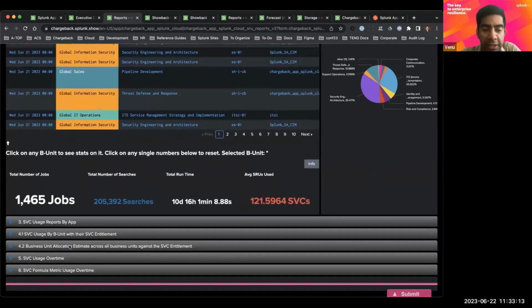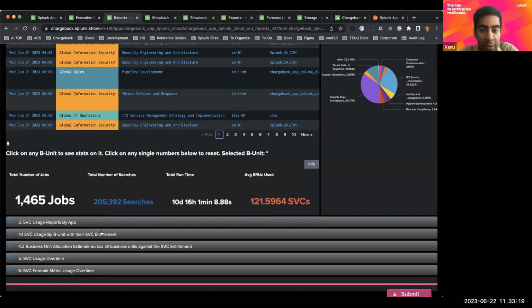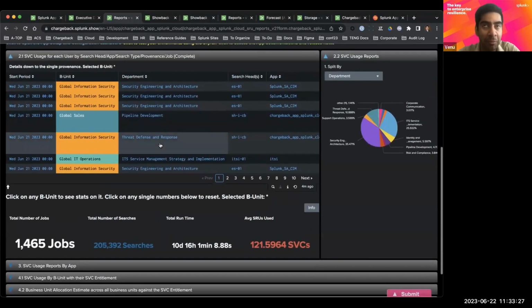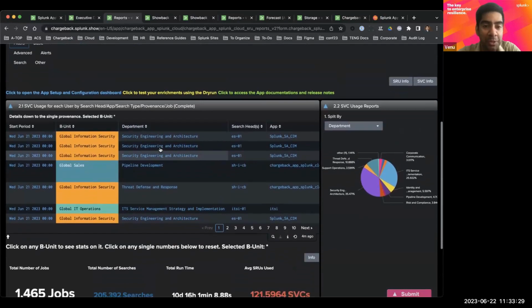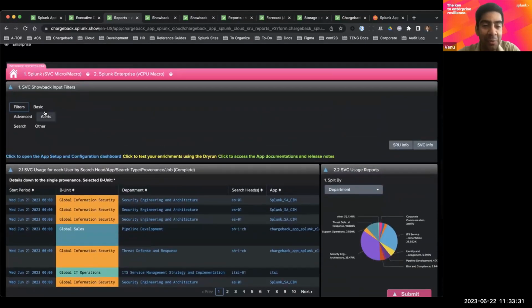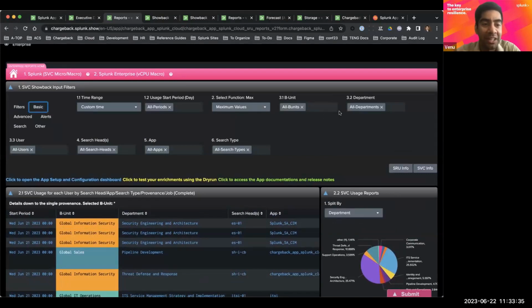Now, such a powerful dashboard. Do you think it would be helpful for the audience if you could show them how we can click on specific users and then double click into what usage they have? That might be helpful for anyone who's viewing this video and trying to understand, hey, we have a user who's using a lot of SVC and we're trying to unpack it. What's driving it? What are they doing wrong?